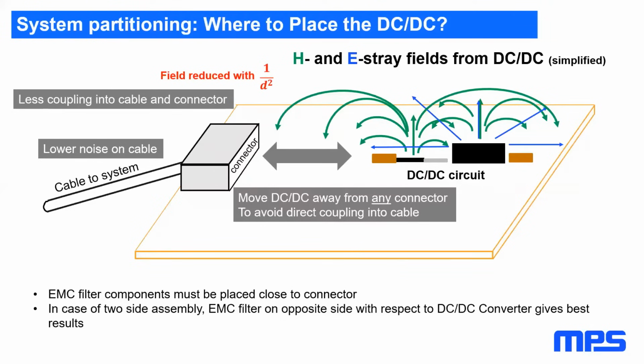Ideally, the EMC filter components are placed close to the connector, and if we have a two-side assembly system, we should consider placing the DC converter block on the opposite side of the PCB with respect to the connector and filter components. In between should be a solid ground copper plane to shield the fields from the converter block into the connector and cable.